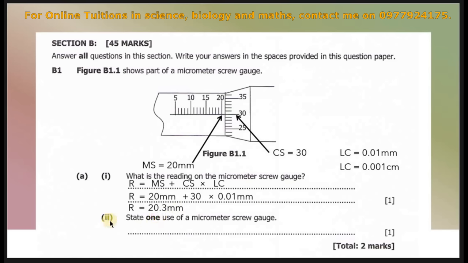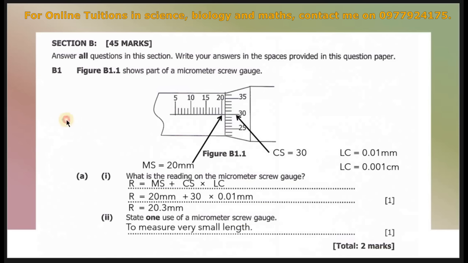Then two, state one use of a micrometer screw gauge. So one use of it is to measure very small length. It measures length and what size? Very small, narrow, rather.